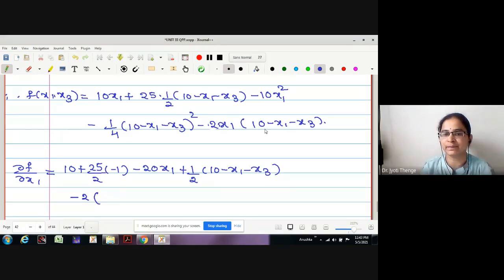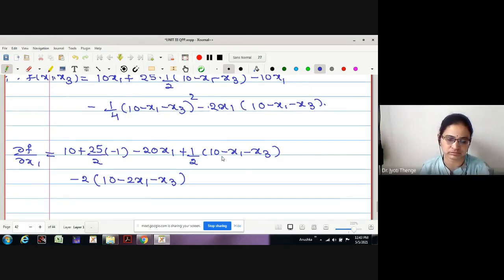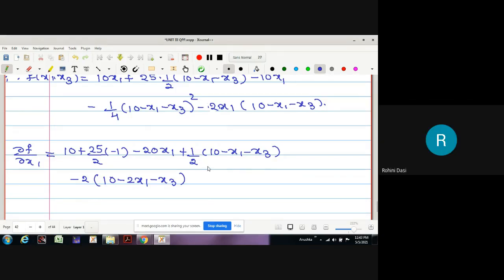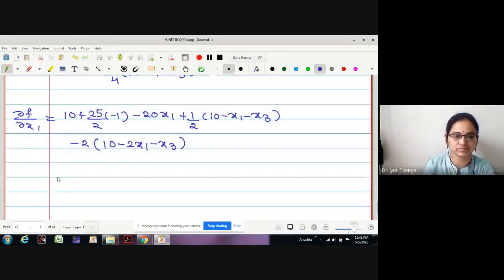If I multiply by x1, the first term is 10x1, derivative will be 10. Second is minus x1 square, derivative will be minus 2x1. Third term is minus x1 x3, derivative will be minus x3. Right now, any difficulty up to this? No, ma'am. Let us simplify.